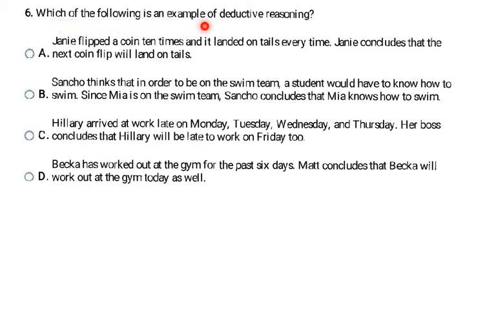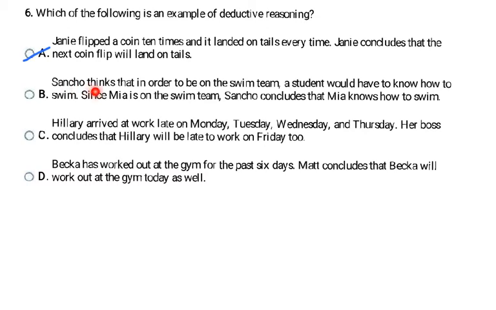Which of the following is an example of deductive reasoning? A. Jane flipped a coin 10 times. It landed on tails every time. Jane concludes that the next coin flip will land on tails. Well, deductive reasoning is something you can prove without a doubt, with 100% certainty. And since every time you flip a coin, you have a 50% chance of heads or tails, she can't prove it's going to be tails with 100% certainty. So this is not going to be A.